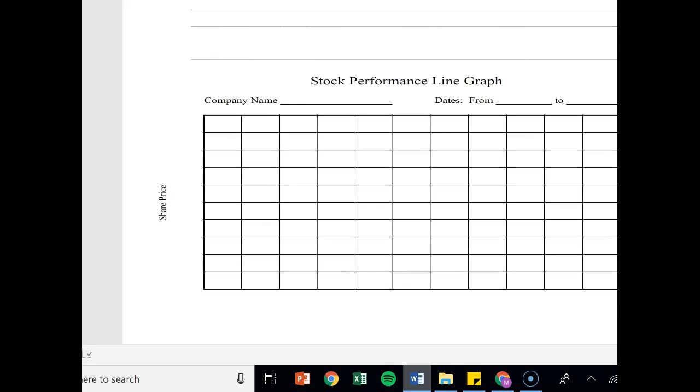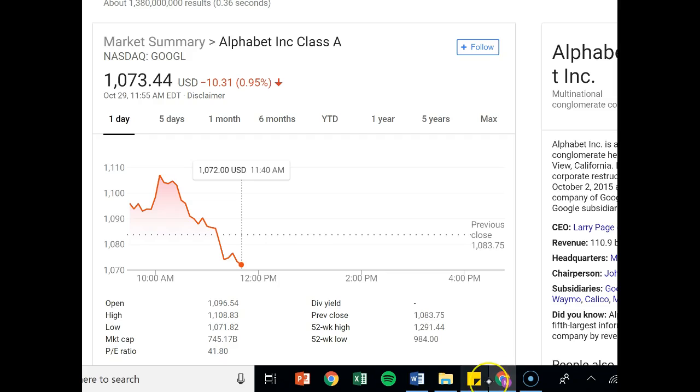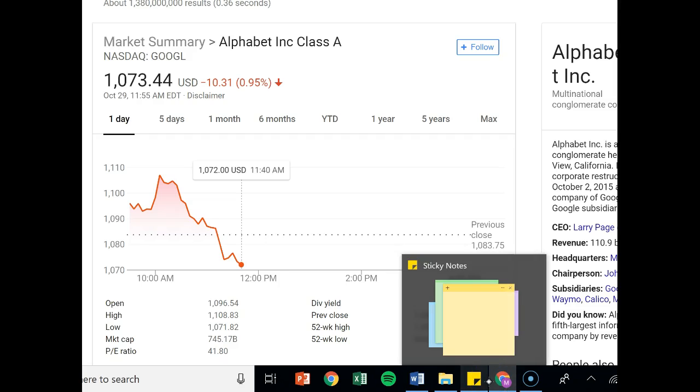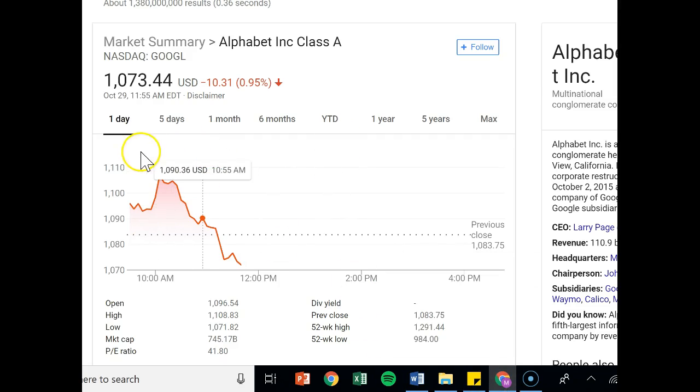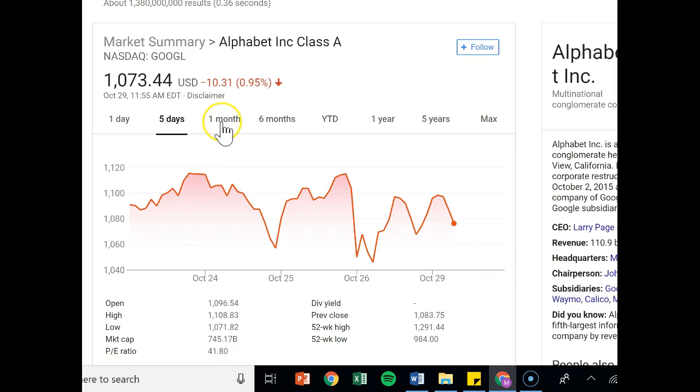So then here, we'll do the company name, which is Google. We'll just put the stock ticker name. And then we're going to graph its performance. Now, for the performance graph, I'd like you to graph, let's do the 5-day. Yeah, let's do the 5-day graph. So you'll do October 24th, the 25th, the 26th, 29th. Notice the big gap. They don't trade on the weekend.